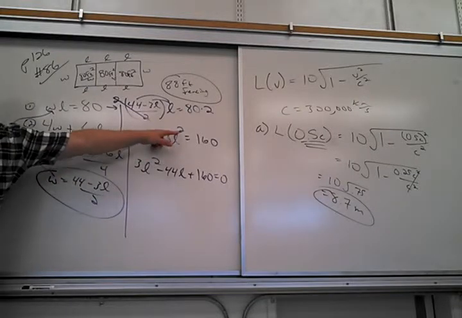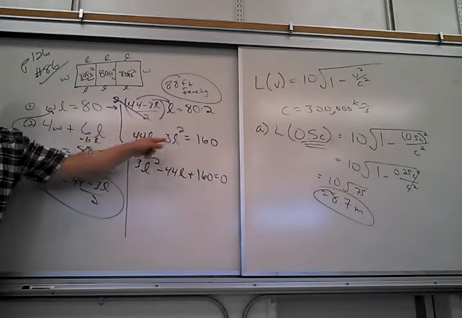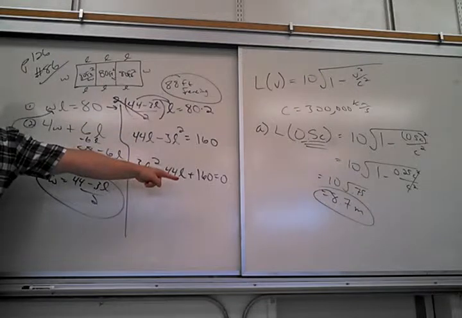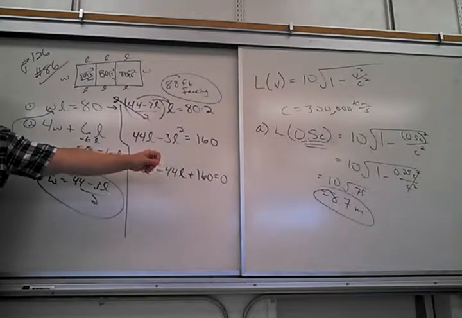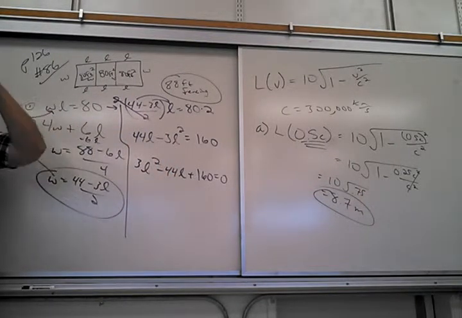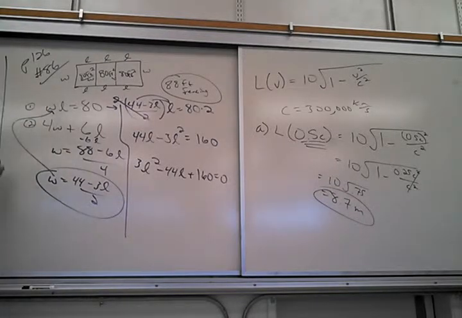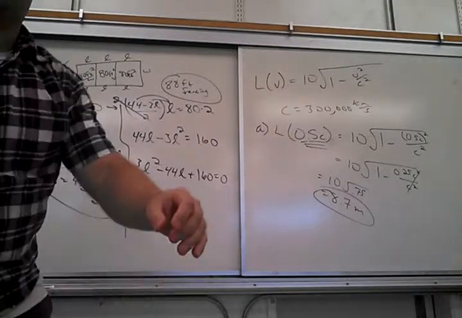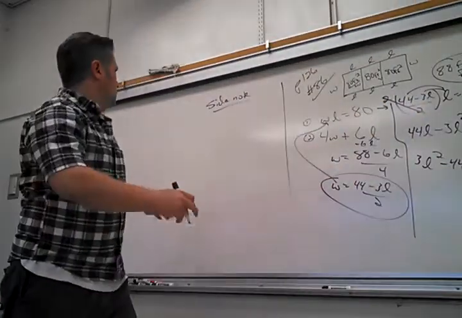Whenever you have a higher power than 1 in your equation, you want to get it equal to 0. I can't remember if it was here or the other class I'm teaching. Real quick side note on that. I saw way too much of this kind of thing.